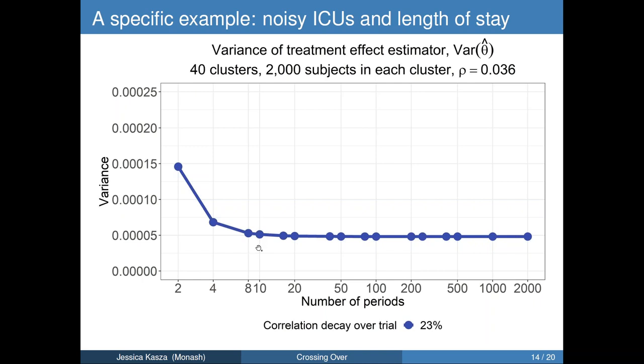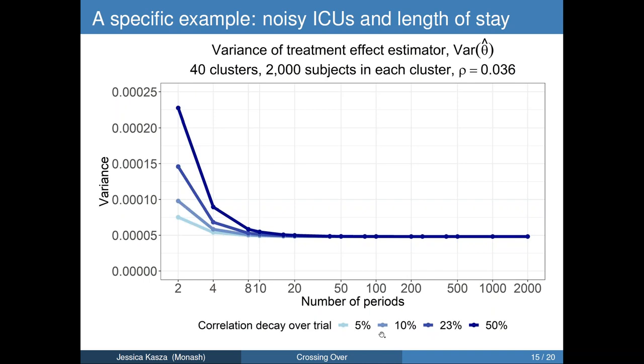Okay, so this is for a really particular base correlation and decay. What happens if we change the decay, for example? So here now, instead of only considering this 23% decay, we've got a few different choices of decay. And we can see that we get really similar patterns. So even though the 2000 period design for each of these correlation decays is the most efficient, by the time we've crossed over eight times, we've kind of gotten all we can out of these crossovers.